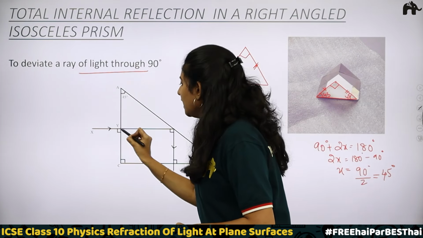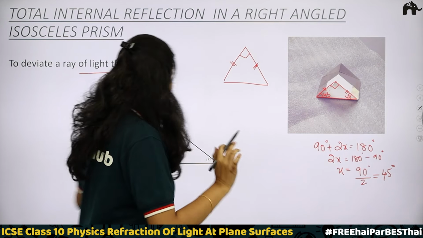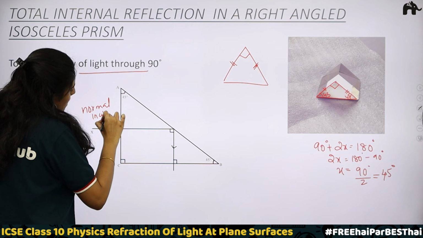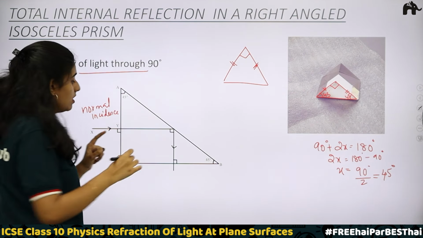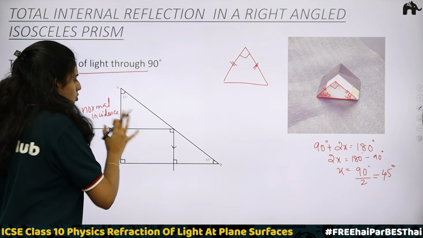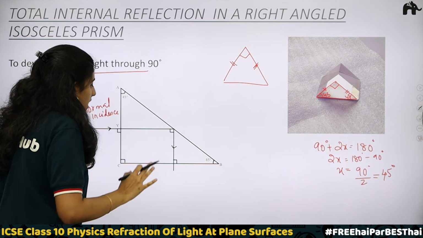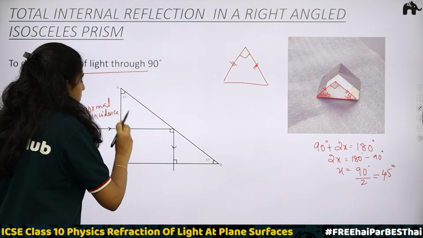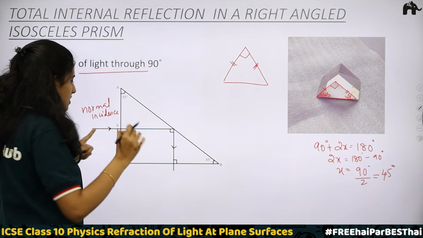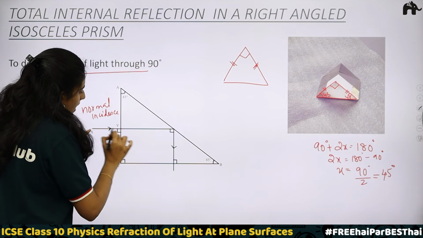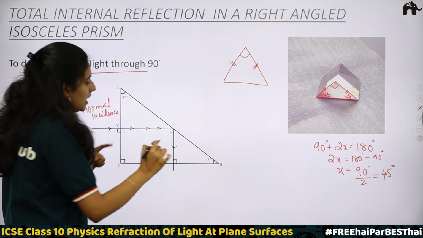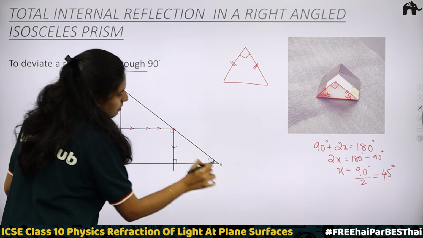XY is your incident light. Here you can see normal incidence. What does normal incidence mean? The angle made will be 90 degree, the angle of incidence will be 90 degree. Then what happens? For normal incidence, we know that the refraction won't take place. There is no refraction happening, zero refraction. The light ray will go undeviated. There is no deviation. So, XY will pass undeviated. Okay, so it reaches the face AB.